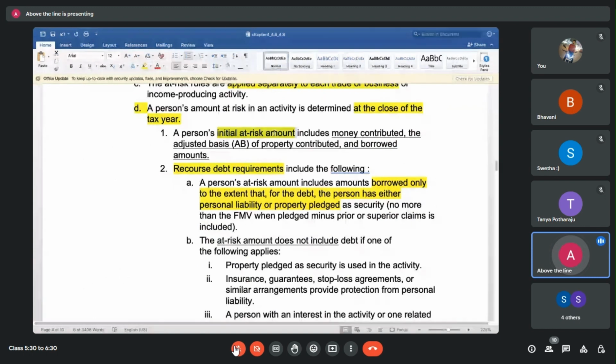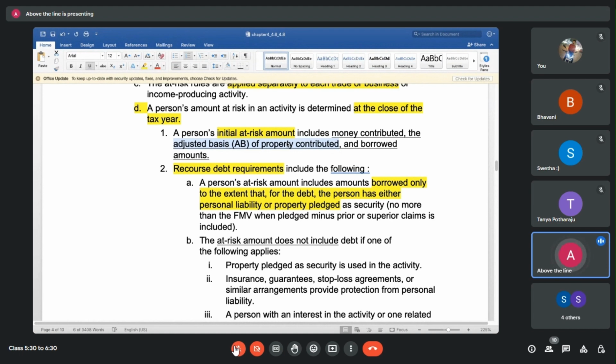So what is the at-risk amount? Whatever the basis of the property contributed. The property could be real property, it could be cash, it could be stocks, it could be anything. When you're starting a partnership, all the partners will come up with their share of capital. Someone will say, okay, I don't have cash with me, but I'm going to give my car as my capital, like my car is worth so and so. So that will become the partnership's asset. That's the property that I'm contributing.